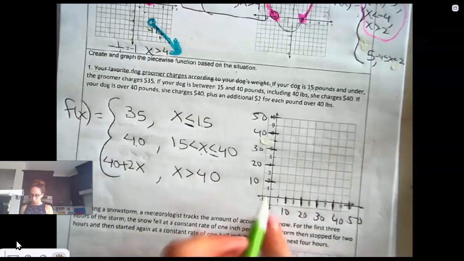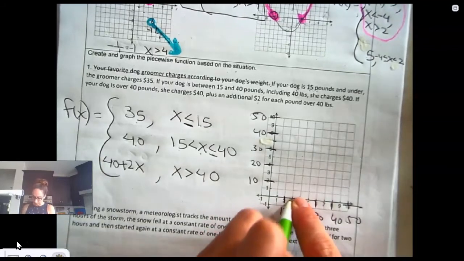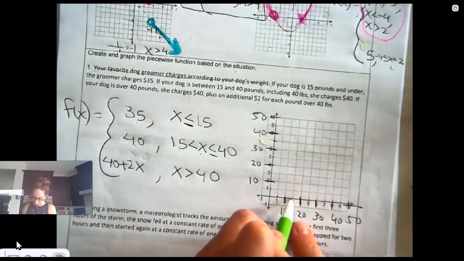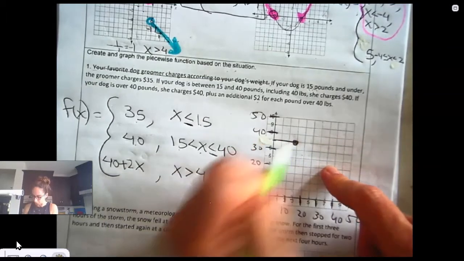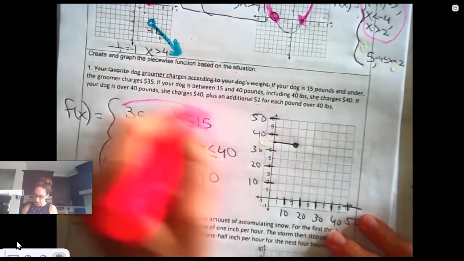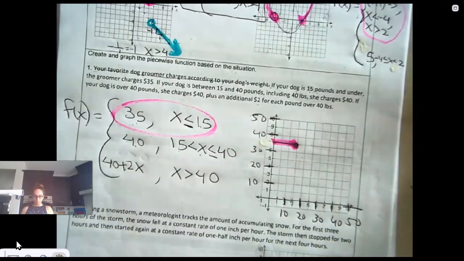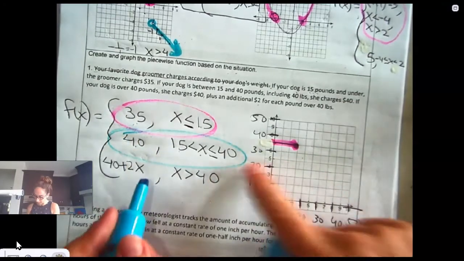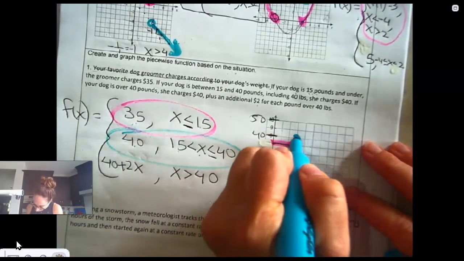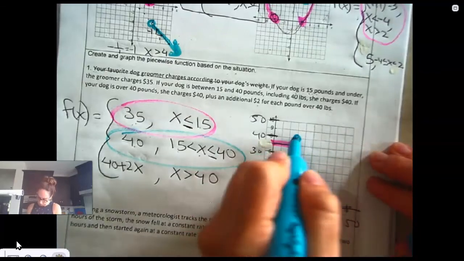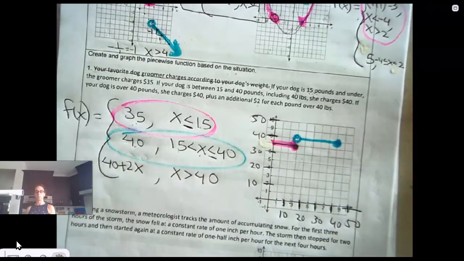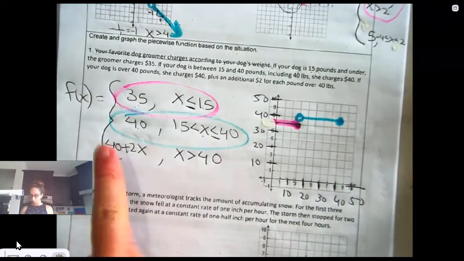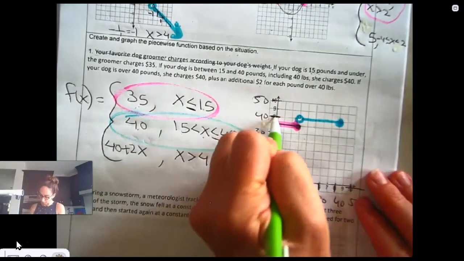Okay, so if you weigh 15 pounds or less, it's $35. So 15 pounds or less, $35. Closed circle. So that covers the pink. So that means this is my pink. Then they said, okay, well, if you're between 15 and 40 pounds, so that's 15 all the way to 40, that's $40. But if you're more than 40, then you're going to have to start at 40 and go up to the right.